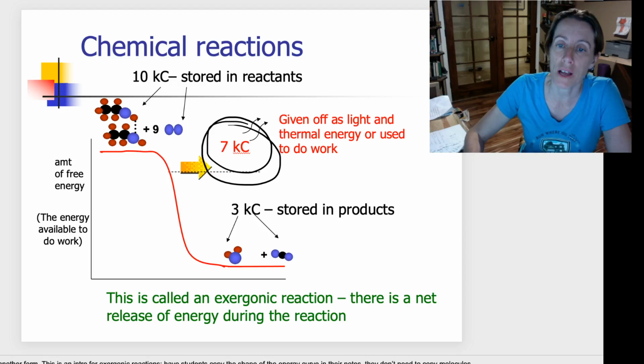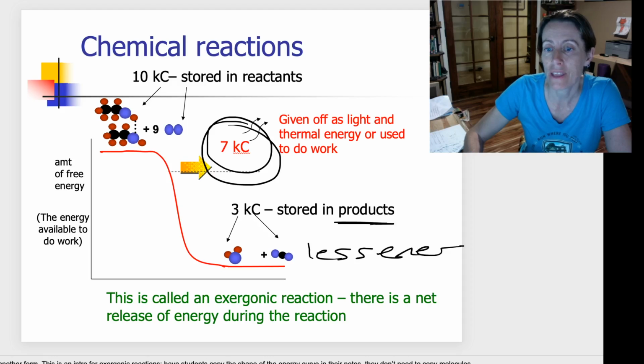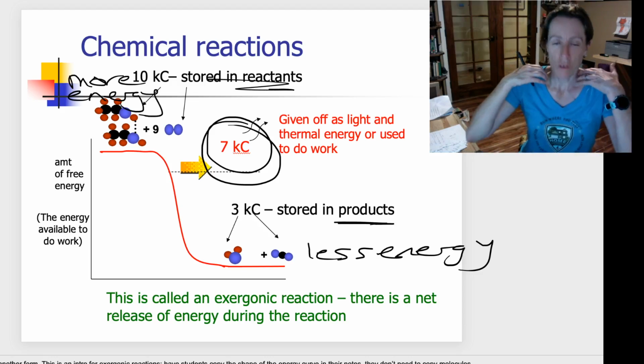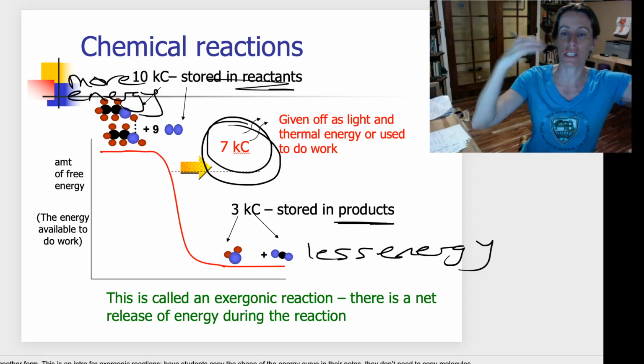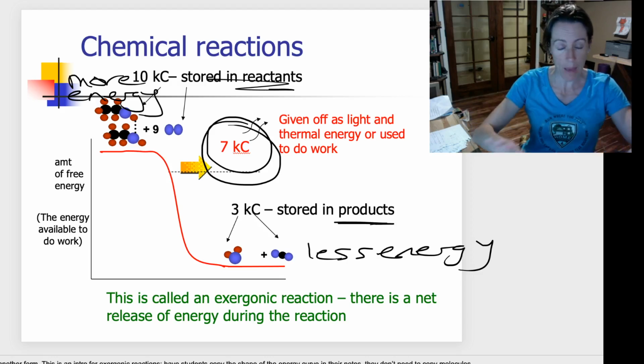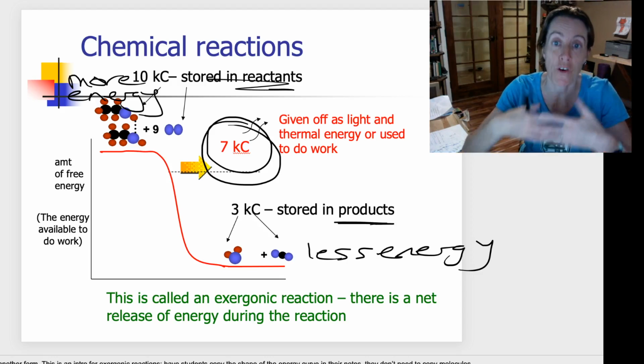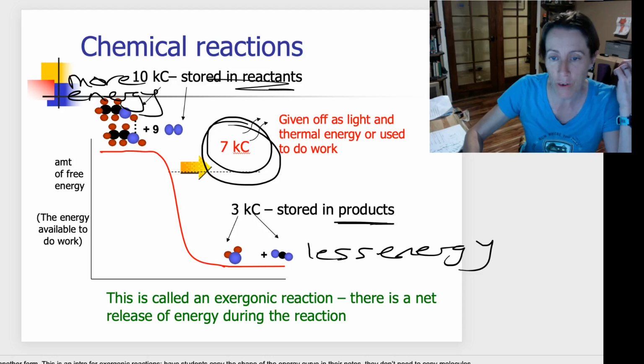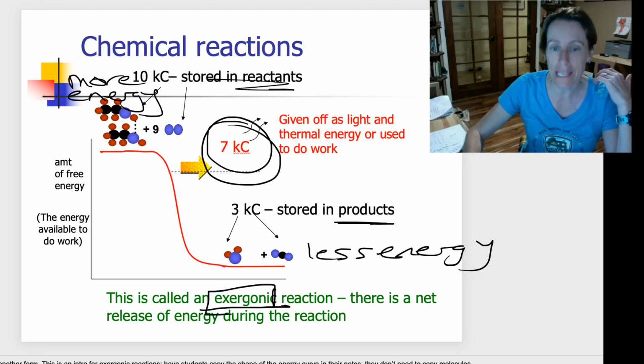But because the products have less energy than the reactants up here, and the reactants have more energy, this reaction must cause a release in energy, because you can't go from more energy to less energy without the energy going somewhere. It can't be destroyed, so it has to be transferred to something else or transformed into another form and released. And when energy comes out of a reaction or is released, we call it exergonic. Exergonic. This means energy is released in the reaction.